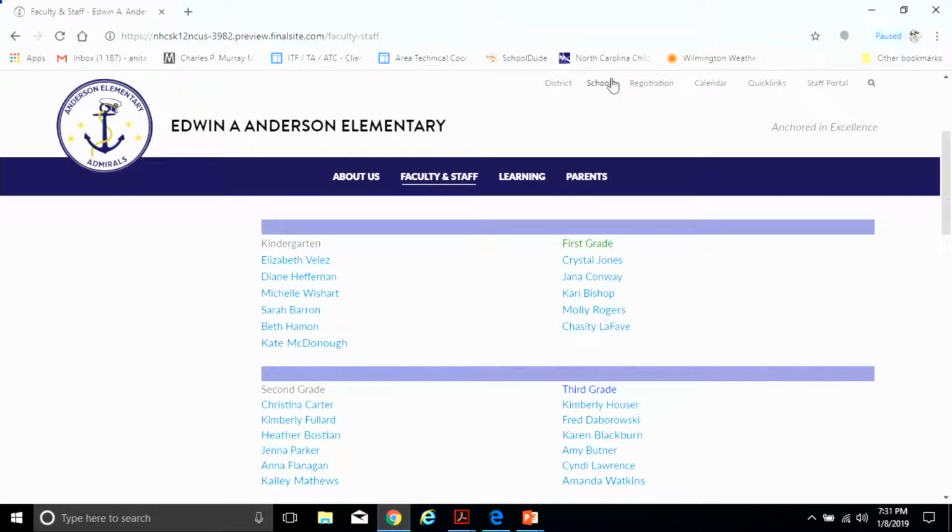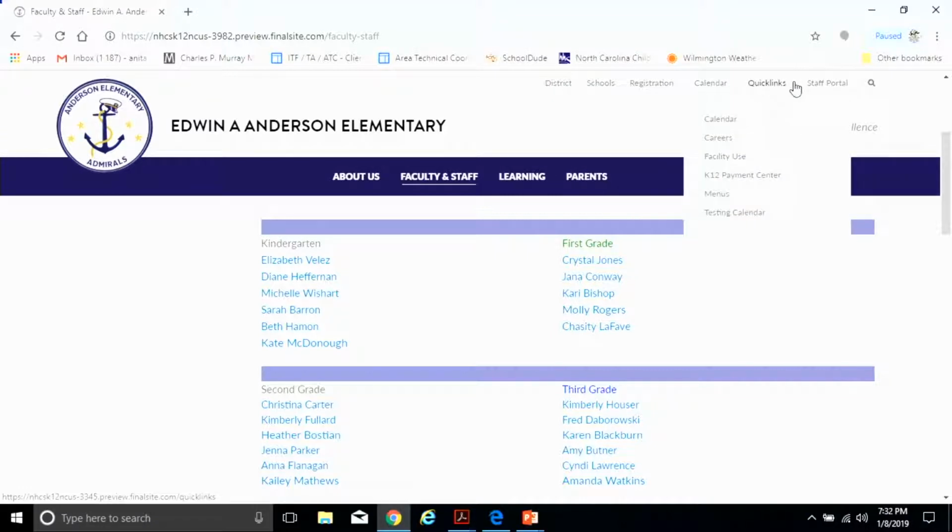Up top here, we figured registration was a topic that it's very hard for people to get to. One complaint we've heard is too many clicks to get to stuff. So we're trying to make that process easier. We included a link for registration right there up top for new parents, either kindergartners or people moving in, so they can get to that information quickly. We also, under quick links, have information for people looking for employment, so that's easy to find, and testing.